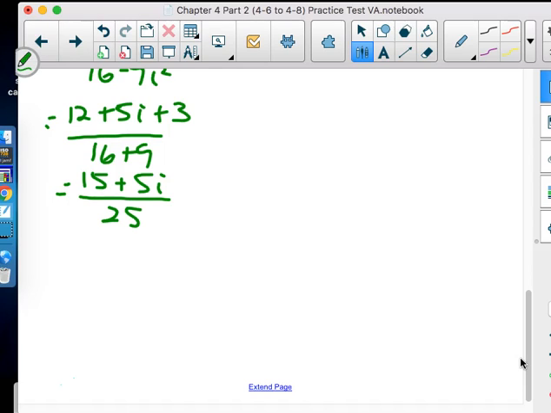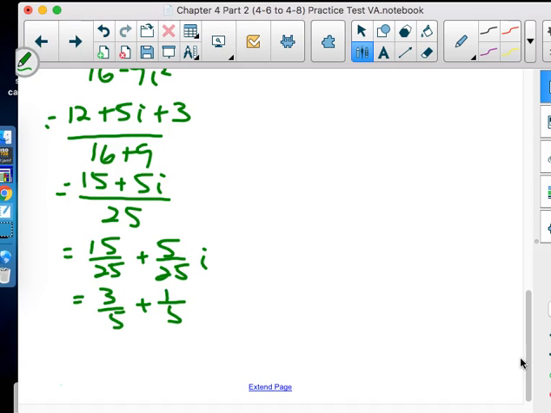Now, this one, if we just put it in standard form, we're going to be able to reduce really nicely. So 15 over 25 plus 5 over 25 i. We realize, oh, we can take a 5 out of that stuff. 3/5 plus 1/5 i. Glad I gave you that review assignment earlier.